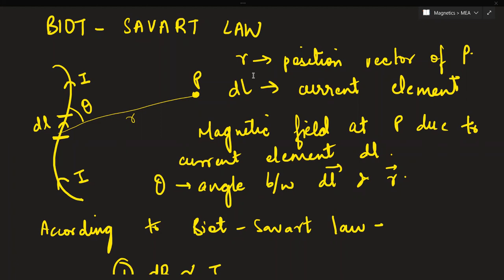Similarly, in Biot-Savart also, the current element is taken as dL, whose direction is the same as that of the wire current that is flowing. R is the position vector of point P from the current element, and everything. Just mention it. And if you're running short of time, at least at the end mention what sine theta is, what R is, everything.